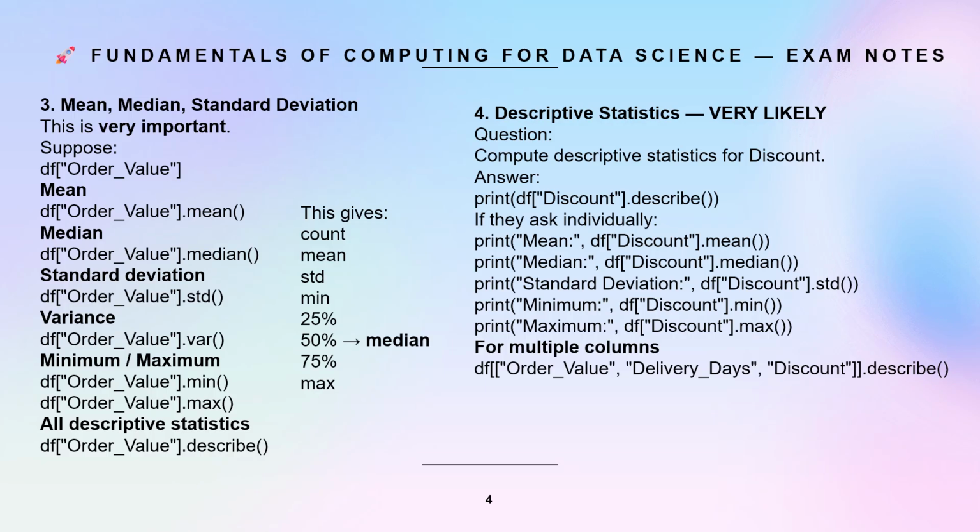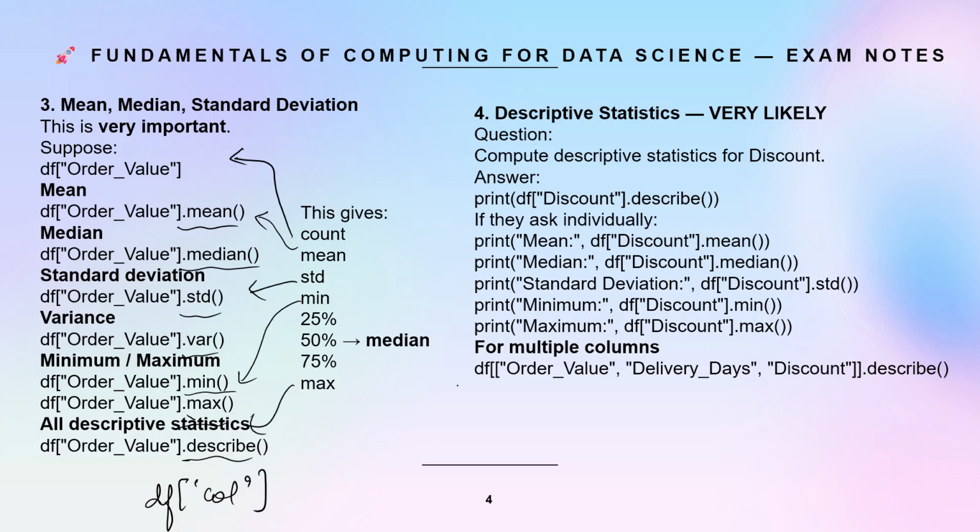Next comes mean, median, standard deviation. This we can find out using df of column, the column on which you have to apply the operation. Then you can use dot mean, dot median, dot std, dot var, dot min, dot max, and dot describe. Okay, so count is for this one, mean is here, median, standard deviation, minimum, max.